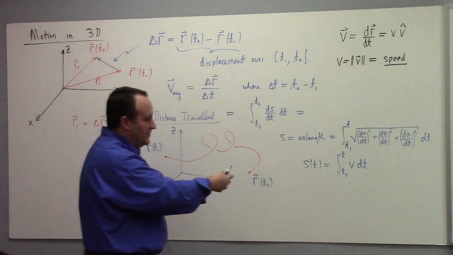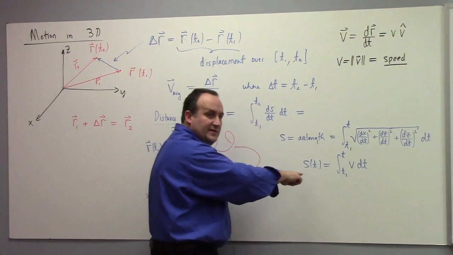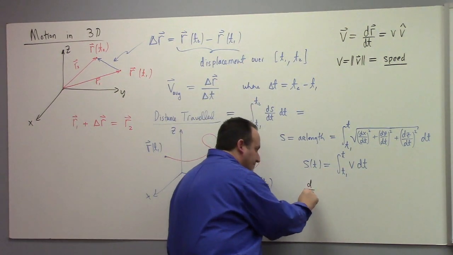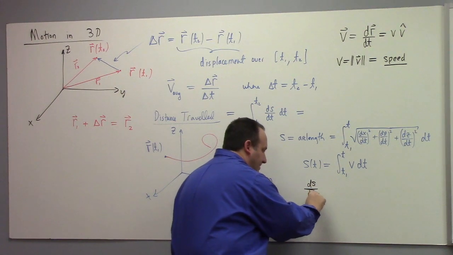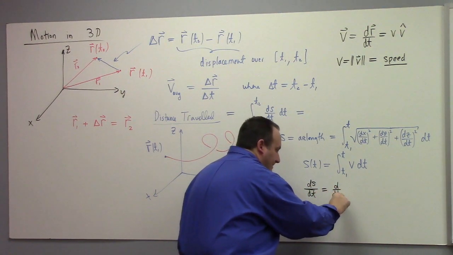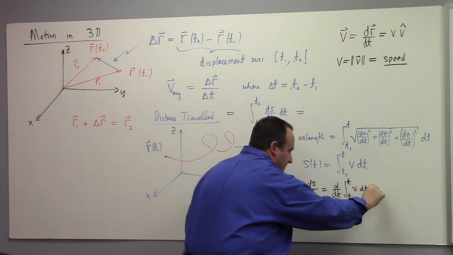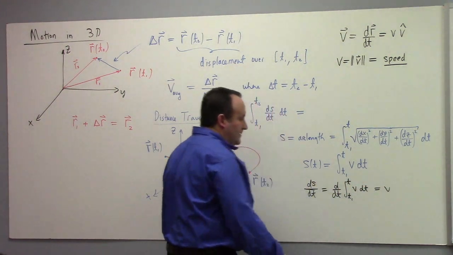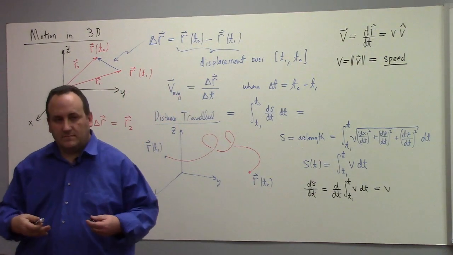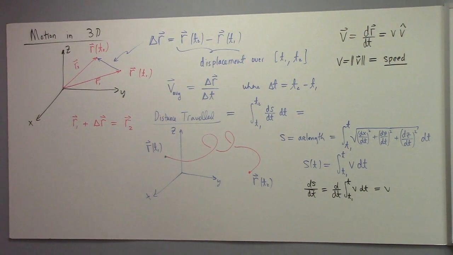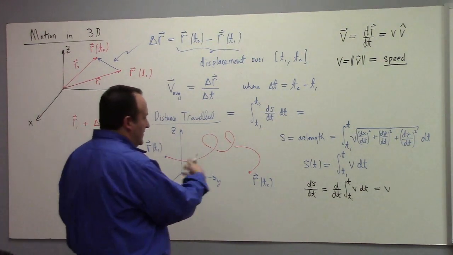And notice the fundamental theorem of calculus part 1 comes into play here. If you differentiate this with respect to time, what do you get? ds/dt is what? d/dt of the integral from t1 to t of v dt, which is just v again. Because when we differentiate an integral with the variable bound, we get back the integrand again. This is FTC1. You guys have had calculus 1, you know this. So yes, this is all consistent.